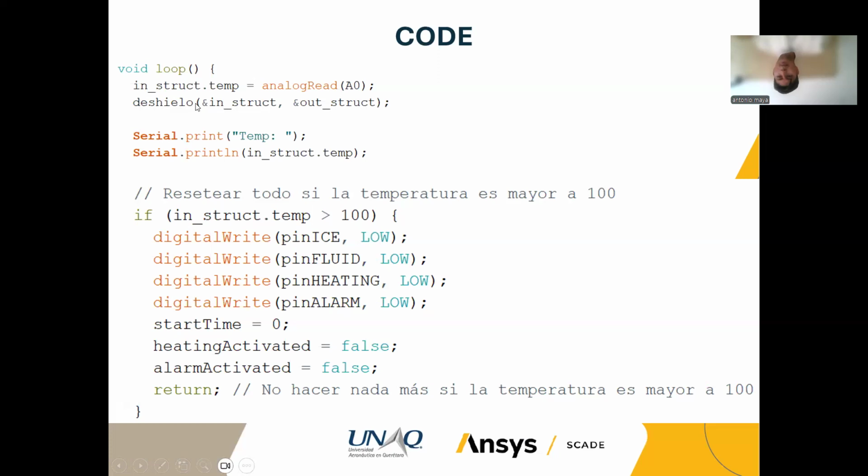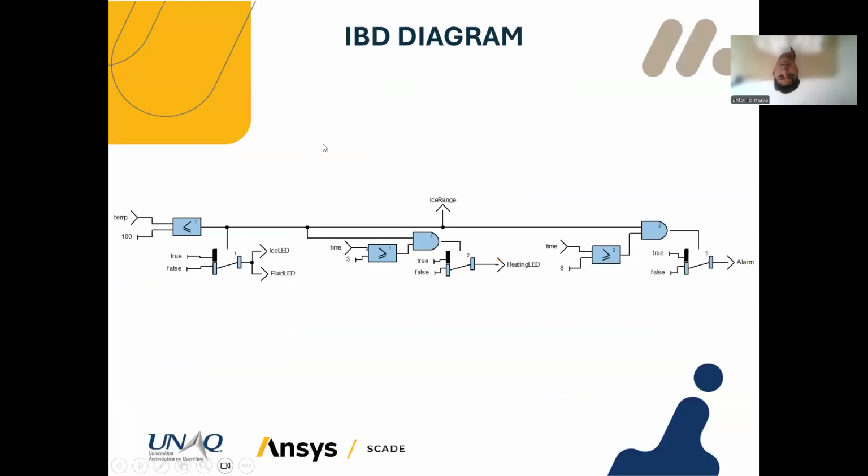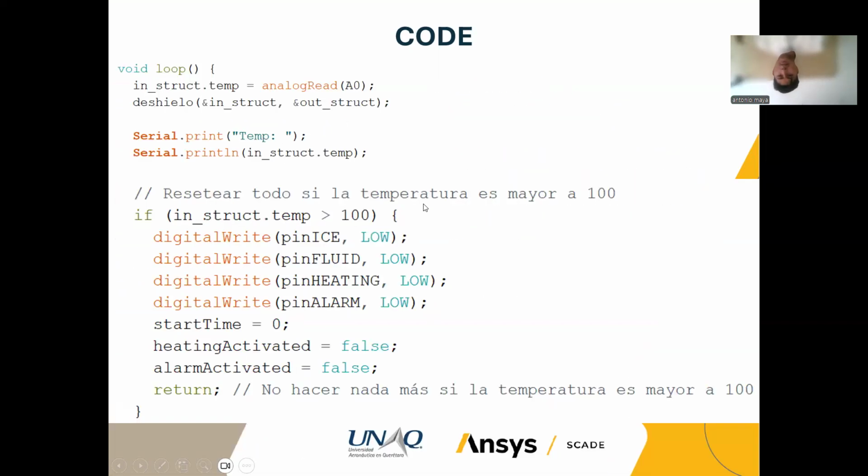We're initializing this Deicing. As I mentioned, this is the name of the IBD diagram. So we're implementing this IBD diagram with the input structures that are the inputs of the Arduino board, and the outputs that are going to be the LEDs because they are outputs in the board. And we're printing the temperature all the time. And okay, I think I cut a part of the code here because it was supposed to print.